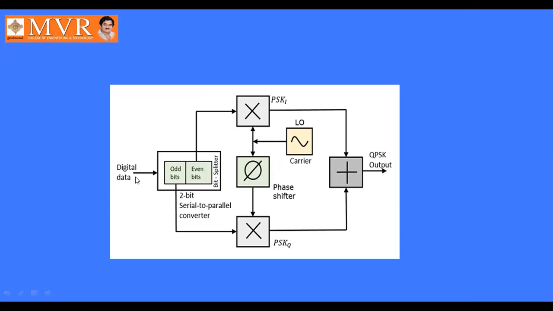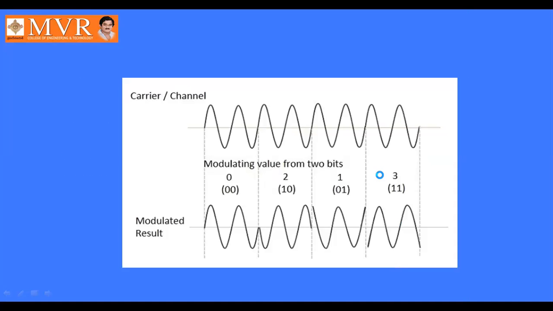So all of you listen here. First we take the digital data and convert it into even-numbered bits and odd-numbered bits using the bit splitter. It is applied to PSK I, and with a 90 degree phase shift applied to PSK Q. A local oscillator signal, that is the carrier signal, is applied to the PSK signal, that is the sine signal or cos signal. One is the sine signal and another is the cos signal. You can get the QPSK output.